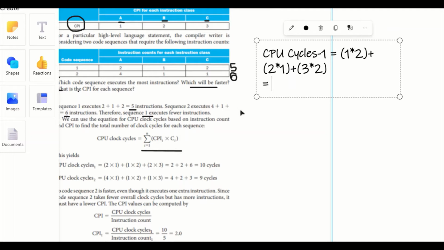Now you need to multiply and then add. 1 into 2 is 2, plus 2 into 1 is 2, plus 3 into 2 is 6. When I add them all, I get 10 cycles. This is for the first one. You got the idea what I am doing?